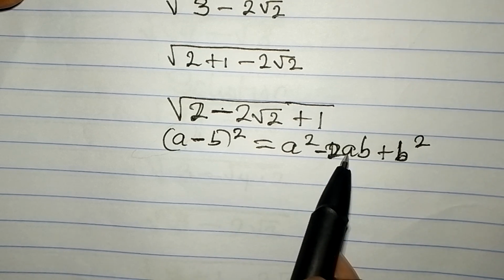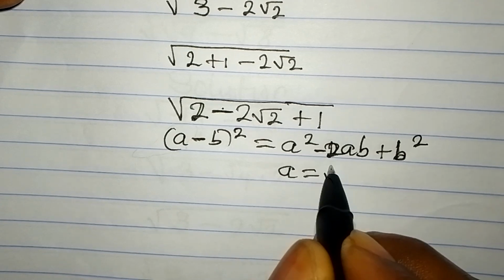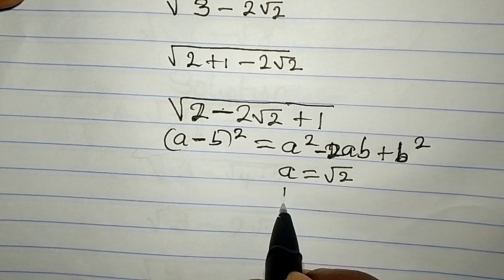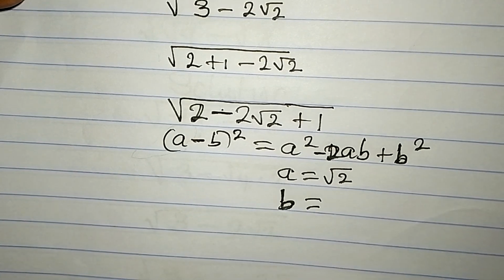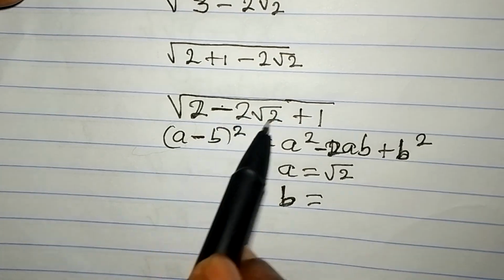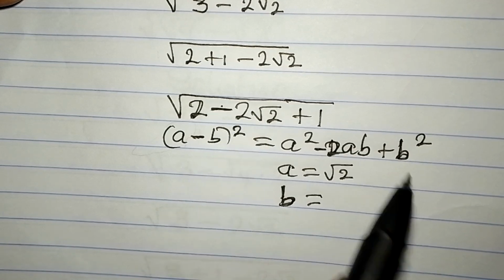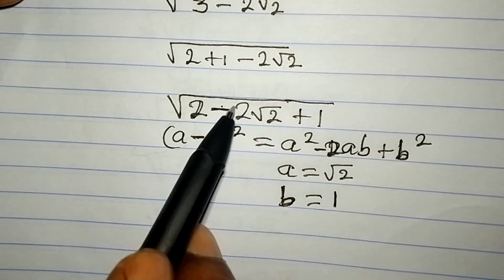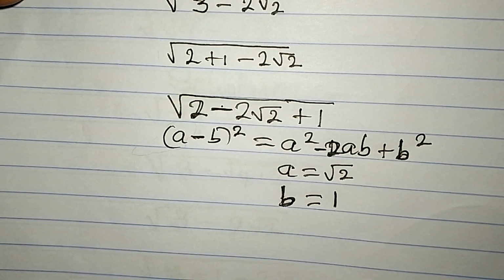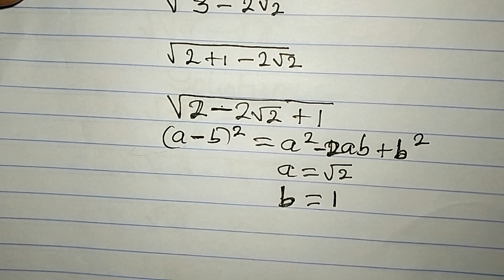So our a is going to be root 2. So we can write our a as square root of 2. And then what will be our b? Now, if you are still going to compare this, remember, even if I multiply by 1, whatever I have here, it will not change anything. So we can have our b to be 1.